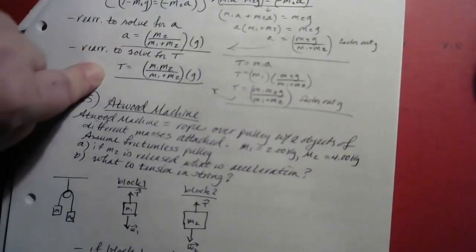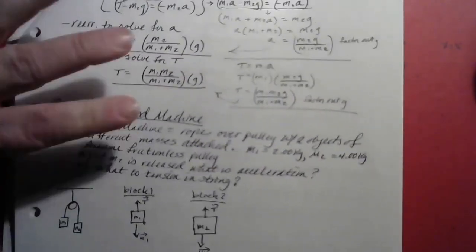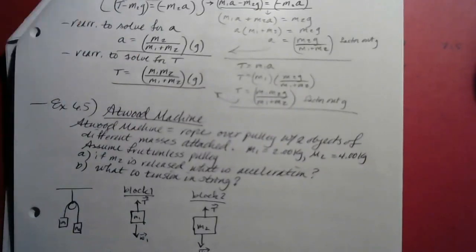So we have acceleration and tension. You could work it out like that in any problem like this, except that in most problems you would have numbers, and so you could just insert the numbers in and get a number for the answer.